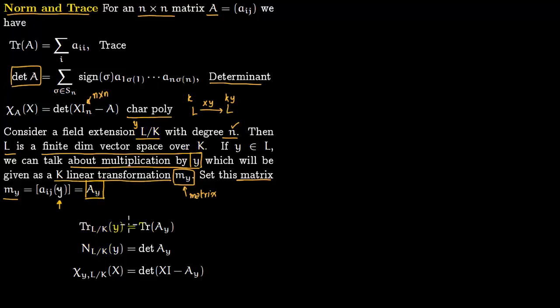Then you can talk about the trace, which is the trace of this associated matrix. You can talk about the norm, which is the determinant of this matrix, and you can talk about the characteristic polynomial associated with this element y, which is again a determinant exactly like here. Again, the dimension of this identity matrix depends upon the degree of extension. Here we are saying the degree of extension is n, so this is the n by n identity matrix. So let us do some examples and calculate trace, norm, and characteristic polynomial.